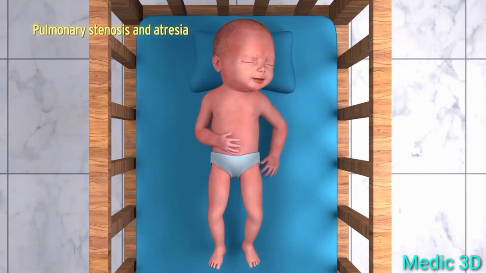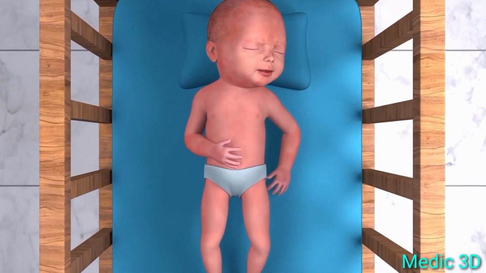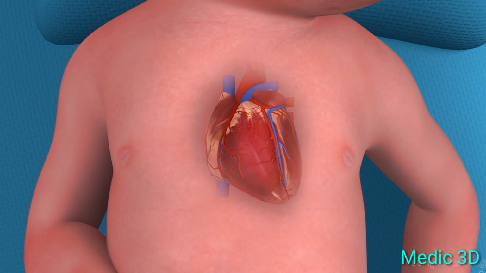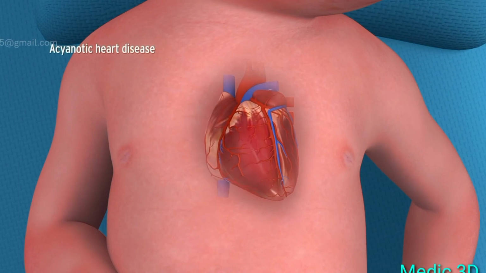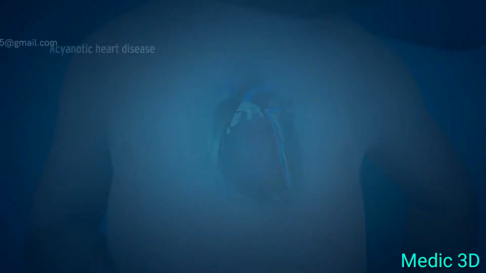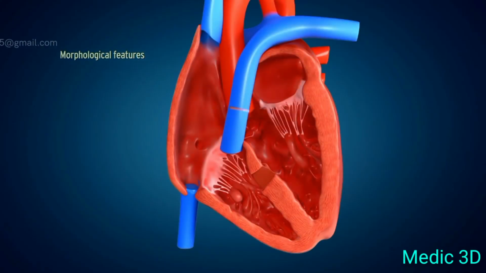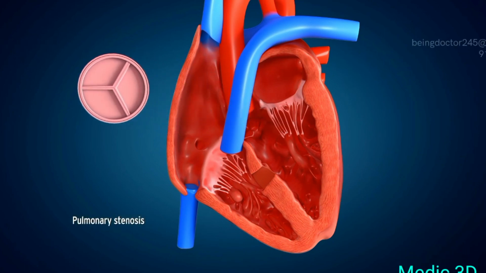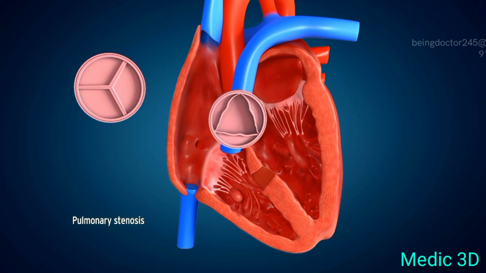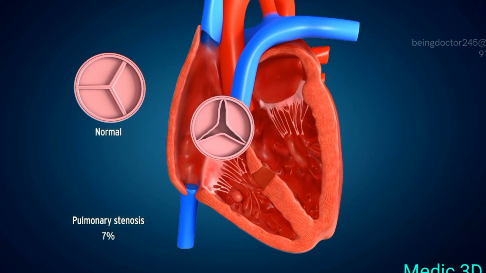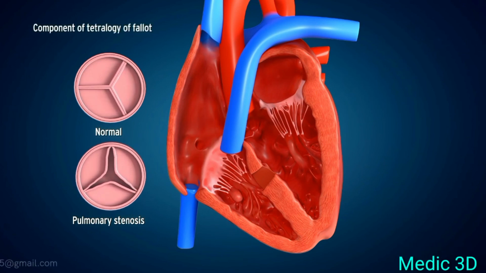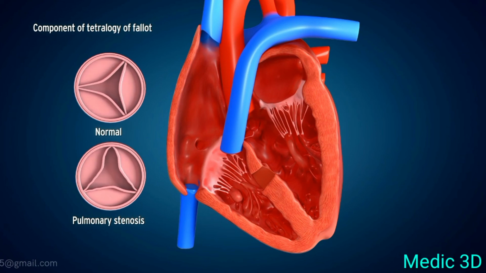Pulmonary stenosis and atresia. Pulmonary stenosis and atresia do not produce cyanosis. Hence, they are grouped under acyanotic heart disease. Morphological features. Pulmonary stenosis is the most common form of obstructive congenital heart disease. It forms about 7% of all congenital heart disease. It may be seen as a component of tetralogy of Fallot or as an isolated disease.